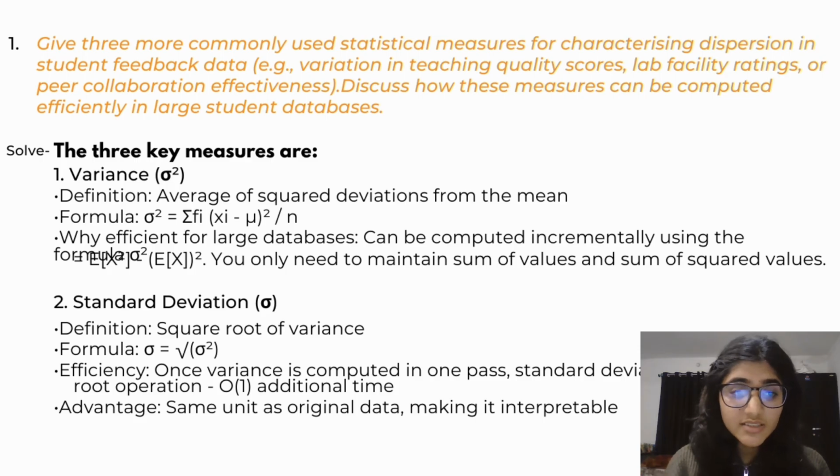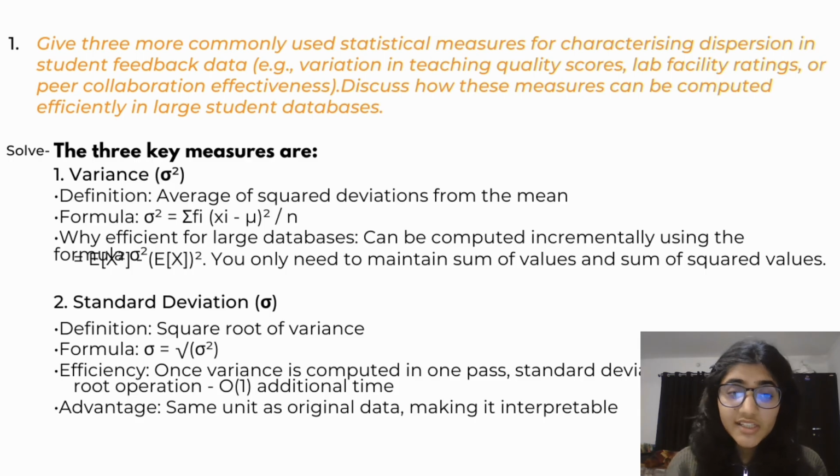So the three key measures are, first, variance, second, standard deviation, and third, interquartile range, that is IQR. The first is variance, denoted by sigma square. It is the average of squared deviations from the mean. Its formula is sigma square equals summation of (xi minus mu) whole square divided by n, and it can be computed incrementally using the formula sigma square equals E of x square minus (E of x) whole square. You only need to maintain the sum of values and the sum of squared values.